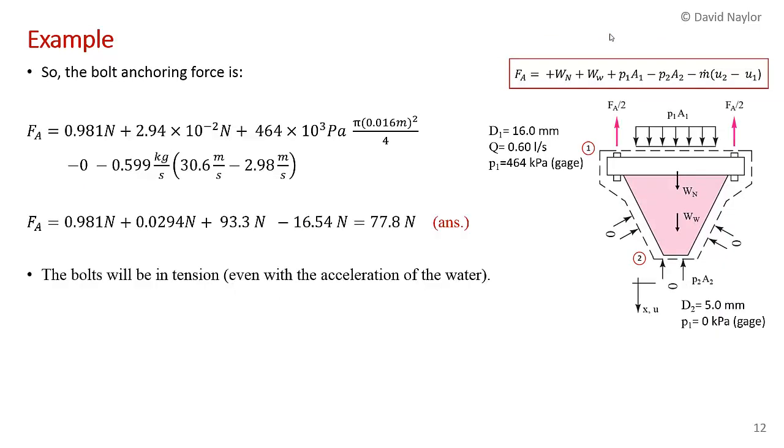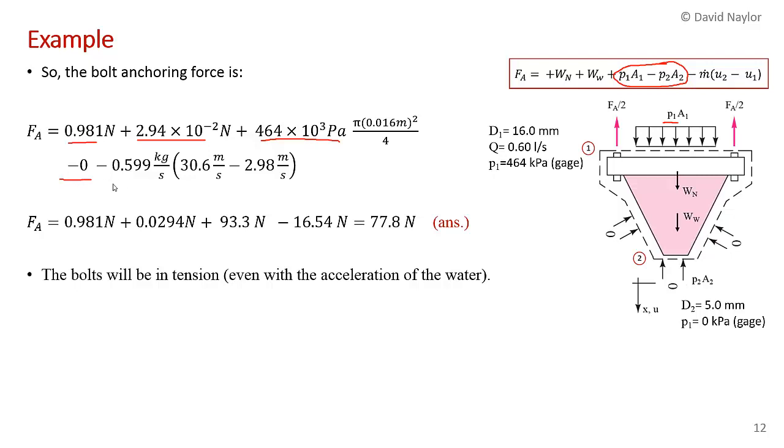So now we can calculate the bolt anchoring force. I've included the calculation with these pressures. We know the inlet pressure is 464 kilopascals gauge pressure. And so we have, there it is, F_A is equal to the weight of the nozzle, the weight of the water, which is small. Here's our P1 times the area at 1, pi d1 squared upon 4. Then minus the pressure at 2, which is 0 because we're working in gauge pressure. I could have left that out, but I just include it to demonstrate where it would go. If that pressure was not 0, then it would become a negative value.